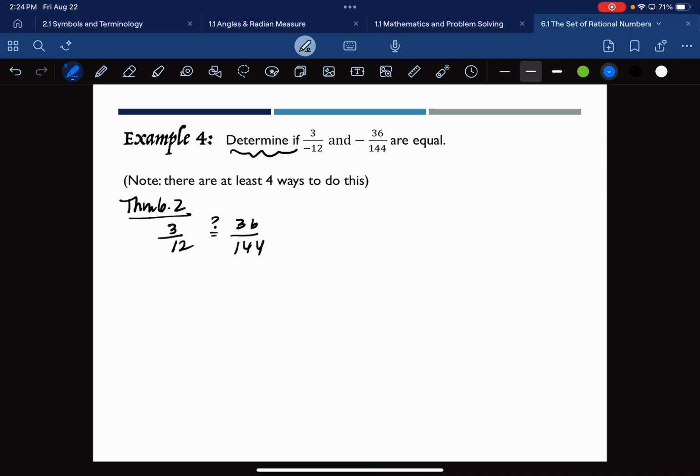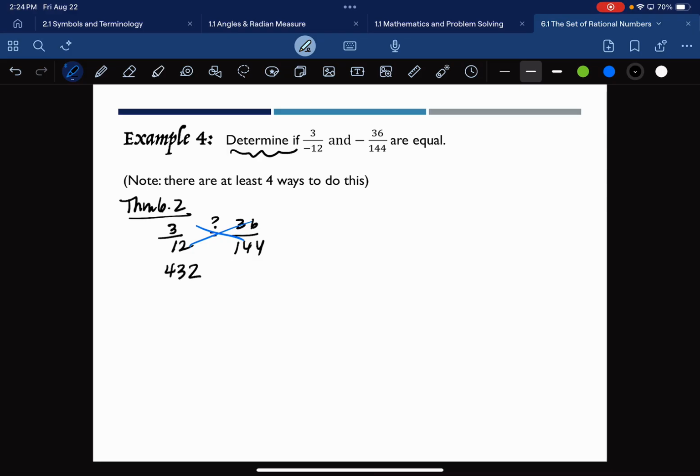So what this told us on theorem 6.2 is we should be able to cross multiply and check. So our first multiplication, we'll start at the top left, is 3 times 144. If you have a calculator, you want to grab it out, now would be a great time to do that. What is 3 times 144?